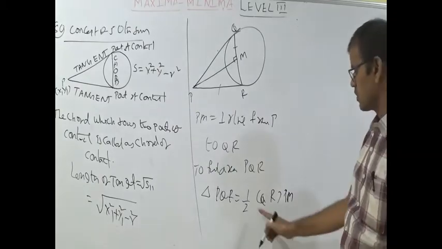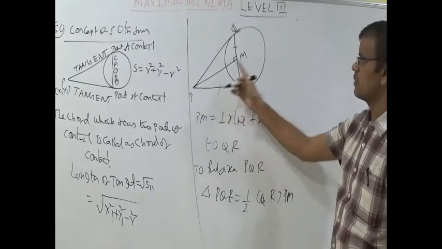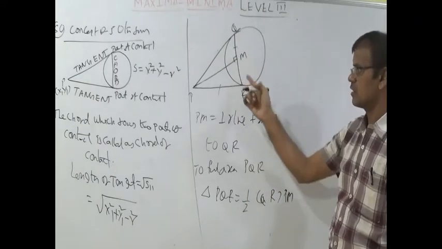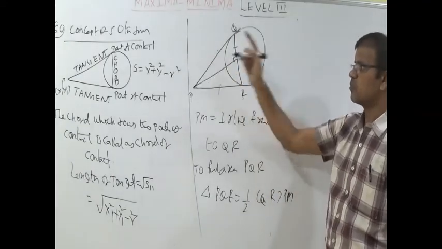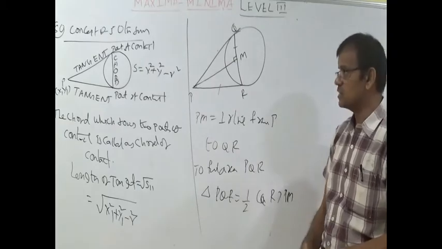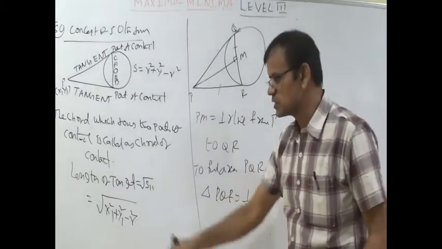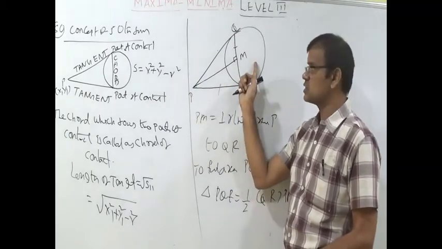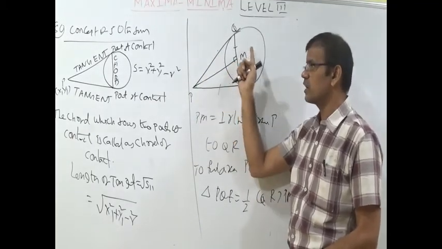This is the concept, 1/2 into QR into PM. PM we should calculate for that question and QR we should calculate. Regarding QR, we should calculate PQ also. PQ is the length of tangent. Length of tangent we can calculate using this formula, and QM, the perpendicular distance, we should calculate using this one.